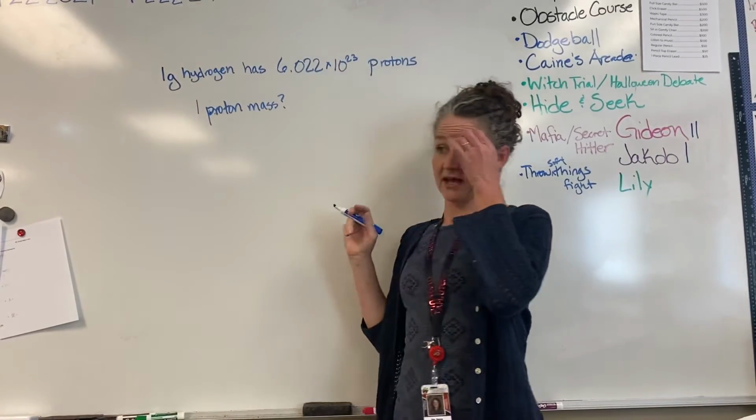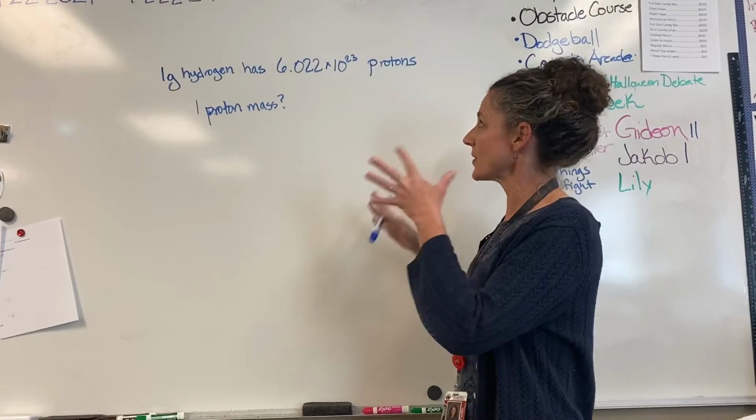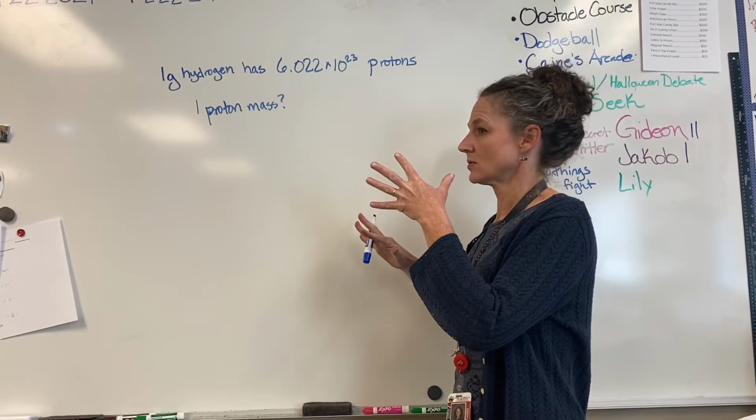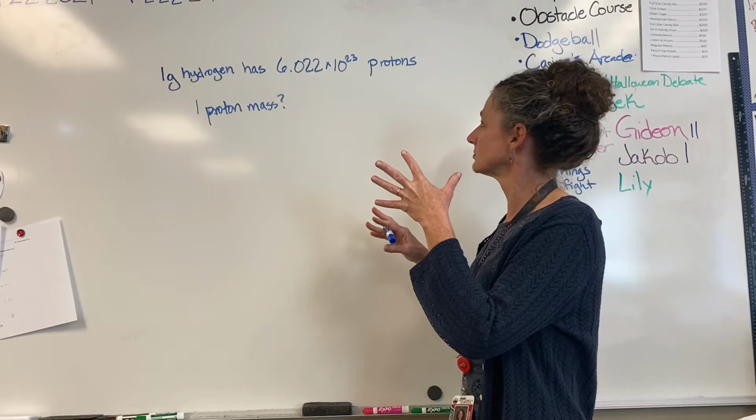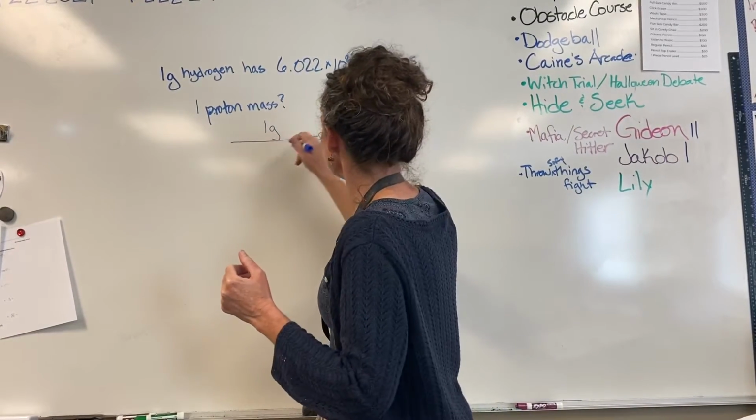How would I figure that out? Morgan, how would I figure that out? Divide them. Divide what by what? The number of protons in 1 gram of hydrogen. 1 gram of hydrogen divided by the number of protons.